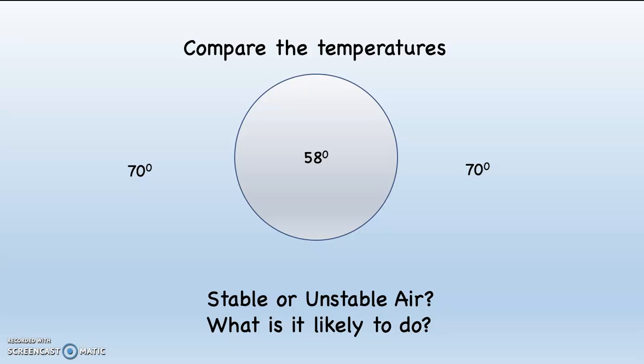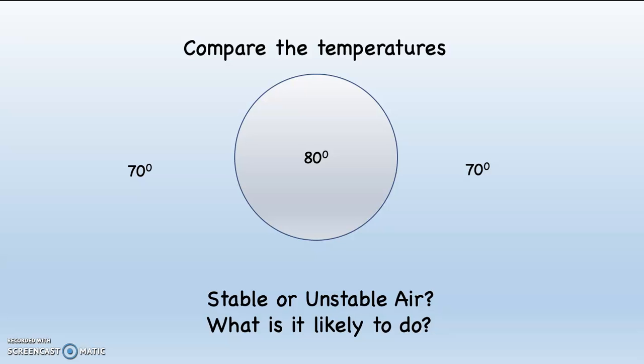Well, let's practice it first. So take a look at the parcel of air. We know it's 58 degrees. The surrounding atmosphere is 70 degrees. Ask yourself this first question. Is the parcel of air warmer or colder than the surrounding atmosphere? Obviously, the answer is colder. And if the parcel of air is colder than the surrounding atmosphere, go back to the definitions. Is it stable or unstable? Answer is stable. And if the air is stable, what is its tendency to do? What does it want to do? Colder air wants to subside. Very good. Now let's try this one.